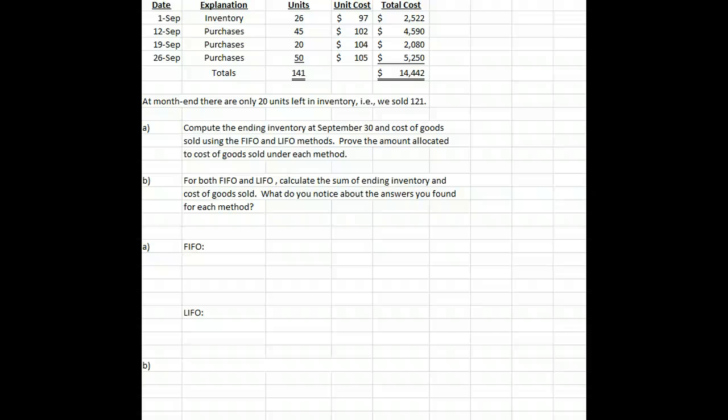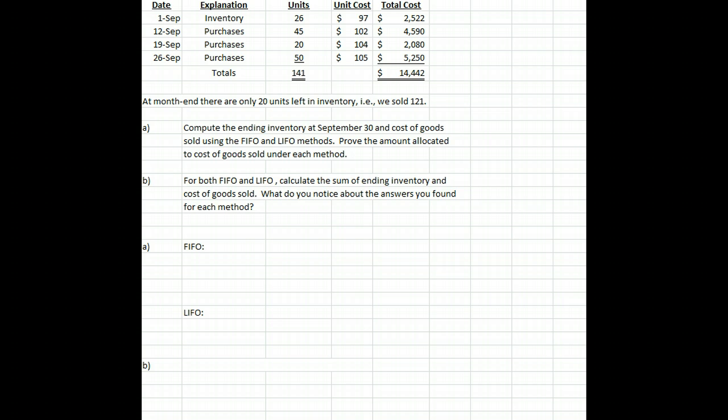Exercise 6-4 on pages 294 and 295 teaches us two lessons. We learn about FIFO and LIFO. FIFO means we assume the first units we bought were the first units we sold. LIFO assumes the last units we bought were the first units we sold. The other lesson of exercise 6-4 is if we have items in inventory, either we sold them or we still have them. Those are the only two choices.